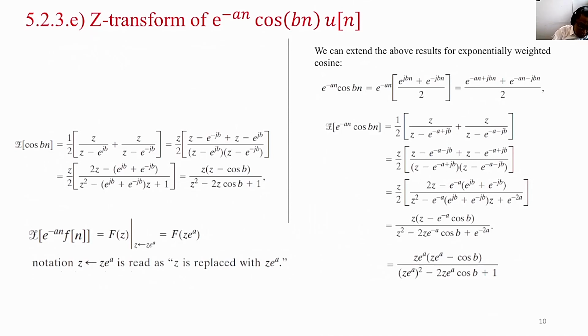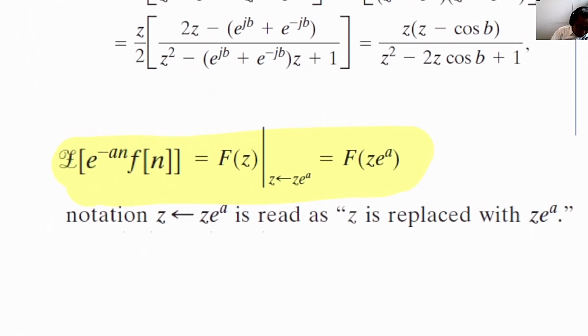In this slide, we'll now deal with e^(-an) times cos(bn) u[n]. If we already know the z transform of cos(bn) u[n], when we multiply the signal by e^(-an), a decaying exponential, there is an interesting property that we can exploit, and this is the property. So let us now try to see how to exploit this property.